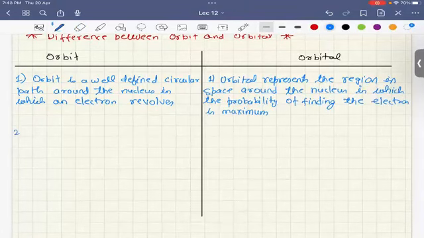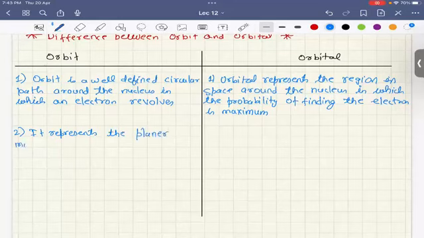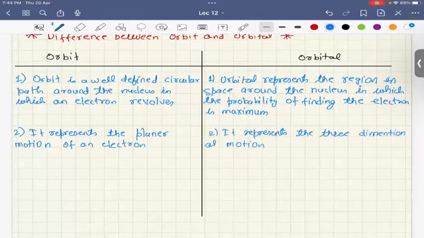Second point: orbit represents the planar motion of an electron, whereas orbital represents the three-dimensional motion of an electron around the nucleus, right? So it represents the planar motion of an electron, whereas this represents the three-dimensional motion of an electron around the nucleus.